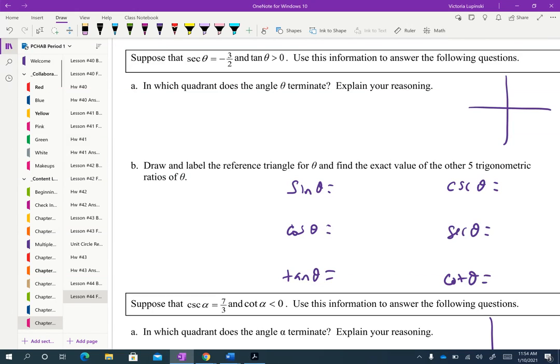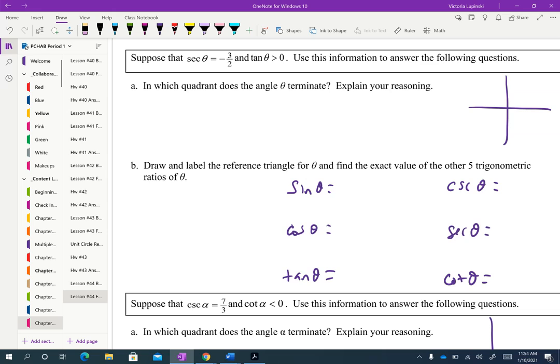So for this next set of problems, what they're ultimately asking you to find is the same as before. They ultimately want to know all 6 trig functions, but the way that the question is asked and the steps that you have to do to answer it are a little bit different. So suppose that the secant is equal to -3 over 2 and the tangent is greater than 0. Use this information to answer the following questions.